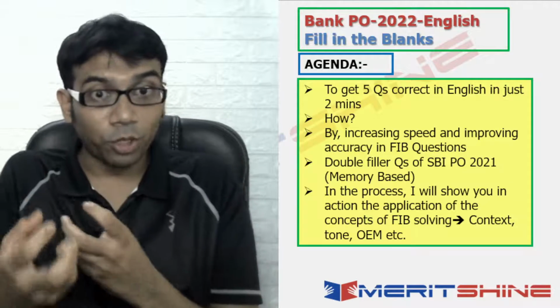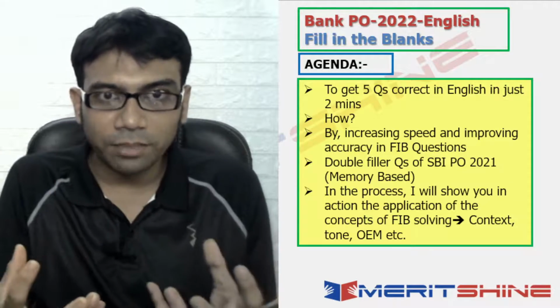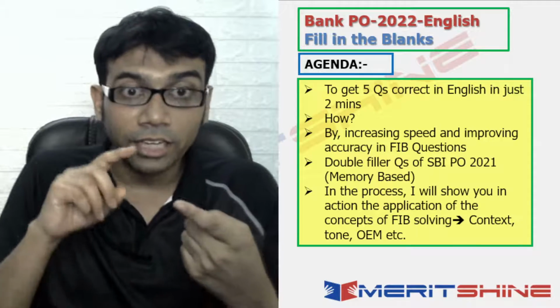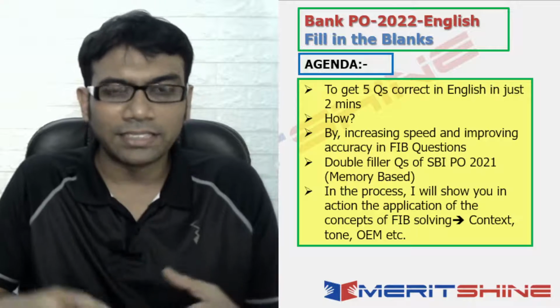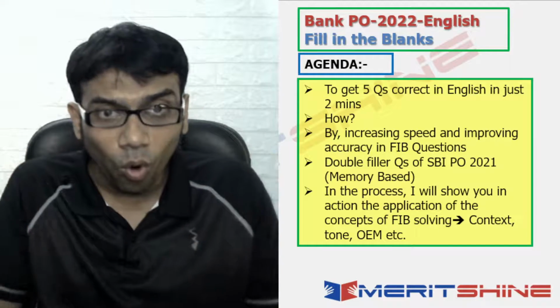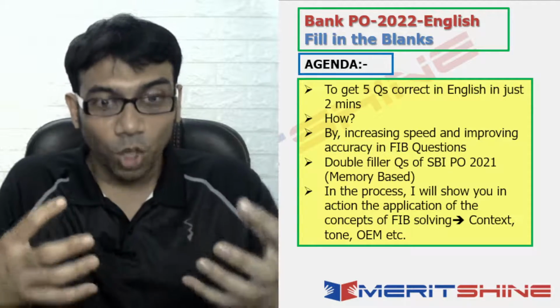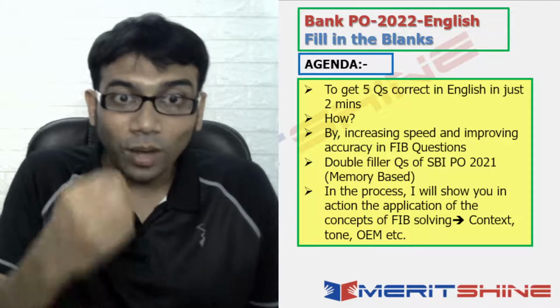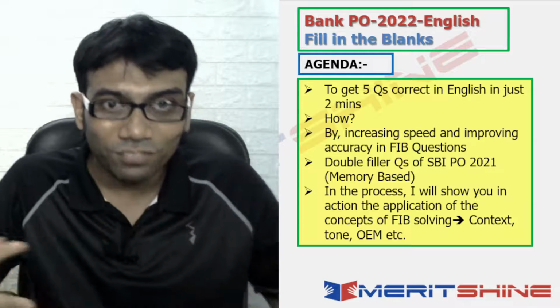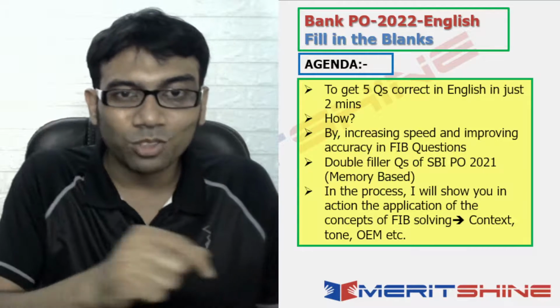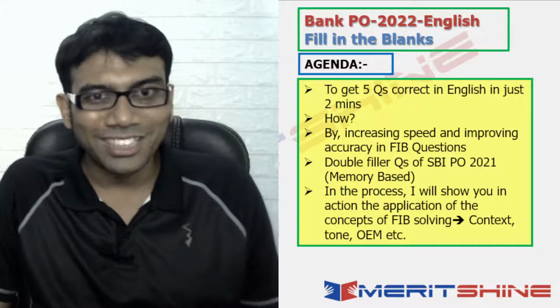And in that process, you will also see the concepts of fill in the blanks question solving. There are the tones of the sentence and blanks. Then there is grammar application. Then there is the context of the sentence. All of these concepts will come together to help you solve the questions in 20-25 seconds. How do all of them come together to help you solve these questions in 20-25 seconds? You will see that, right?